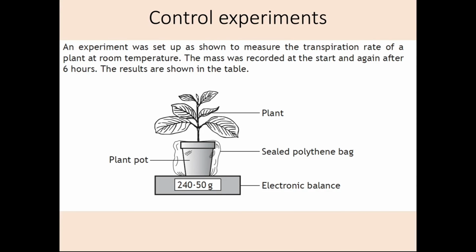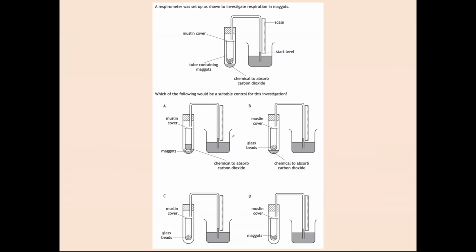The next one, an experiment set up as shown to measure the transpiration rate of a plant at room temperature. The mass was recorded at the start, and again after 6 hours. The results are shown in the table. So if we wanted to compare this experiment to the absence of the thing that we're investigating, we would simply remove the plant, or put in a boiled version of the plant, or a plant that's been heat treated so that everything has been denatured inside it. Something like that would be a suitable control for this one.